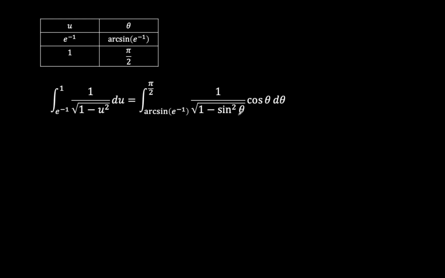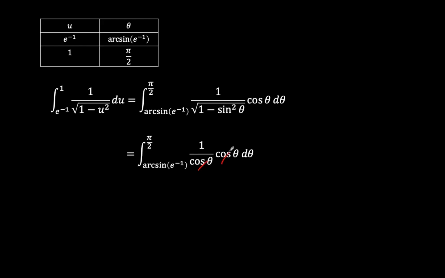Where we have u, we have sine theta. Where we have these limits, we have appropriately substituted the limits that we've found here, and with du being equal to cosine theta d theta, that has been substituted appropriately. So the square root of 1 minus sine squared theta is the same as the square root of cosine squared theta, which is the same as cosine theta.